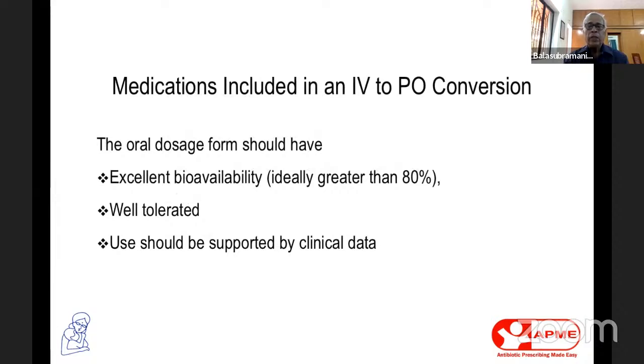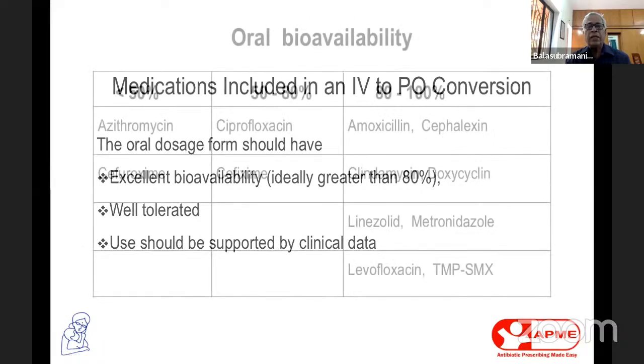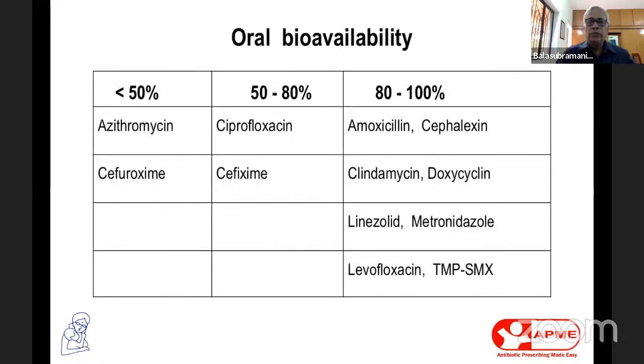In addition, any switch from IV to oral should be done with a drug which has good bioavailability, should be well tolerated, and there should be some clinical data supporting it. For example, you have amoxicillin, clindamycin, linezolid, all quinolones, particularly levofloxacin. They have excellent bioavailability. Azithromycin has poor bioavailability, cefuroxime more so, but azithromycin works because of high intracellular concentration. Again, quinolones are very well absorbed. Cefixime is extremely well absorbed.